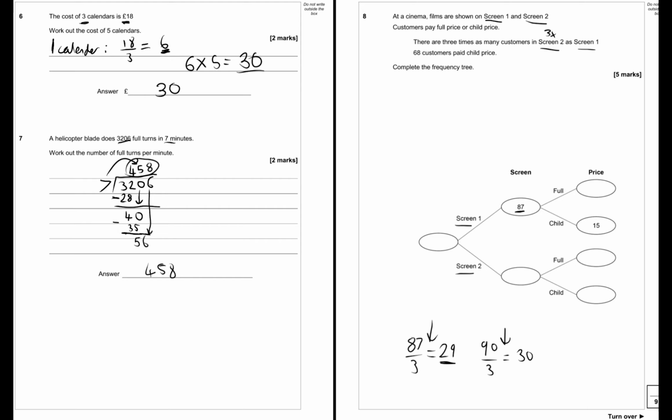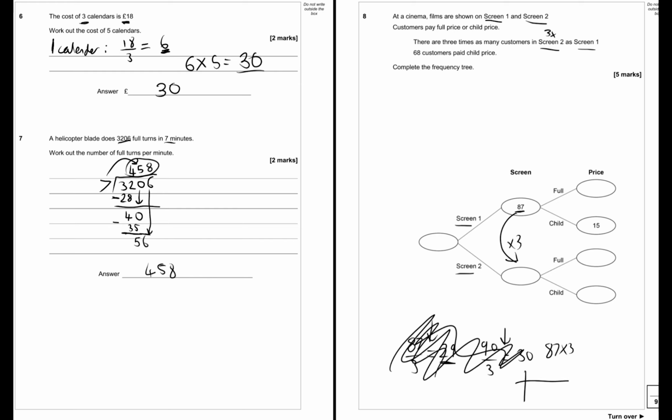Wait, what? I've got this the wrong way around. Okay, it says there are 3 times as many customers in screen 2 as screen 1. Ah, okay, this is not right. So we want to times it by 3, don't we? We want to times by 3, not divide by 3, my bad. So we want to do 87 times 3.